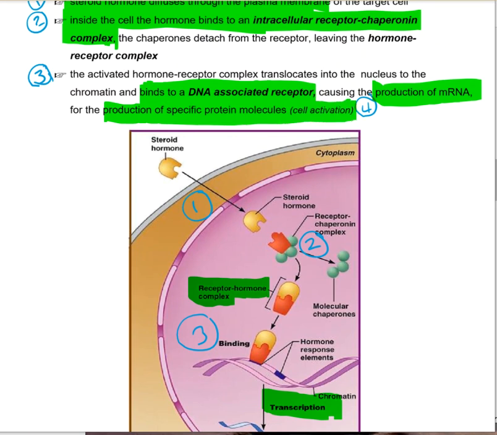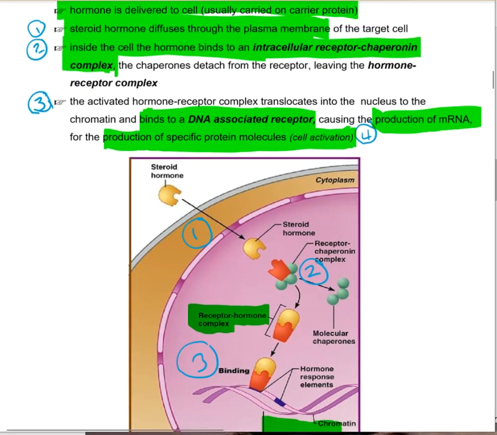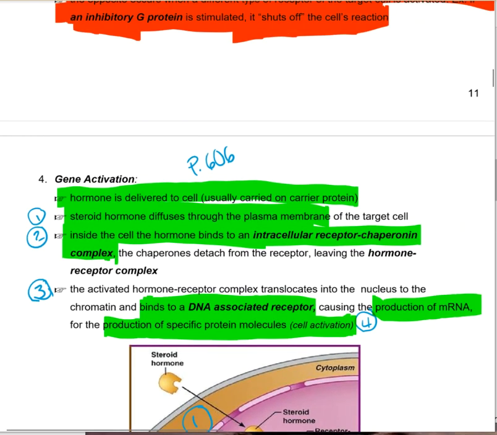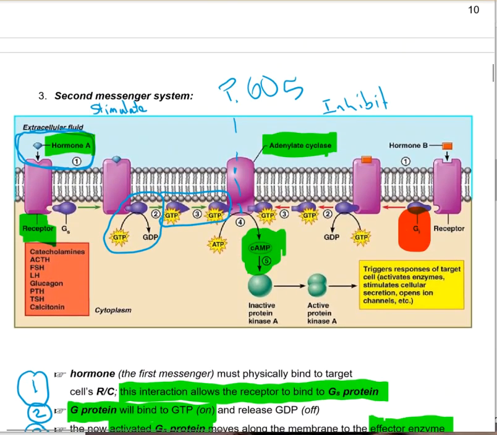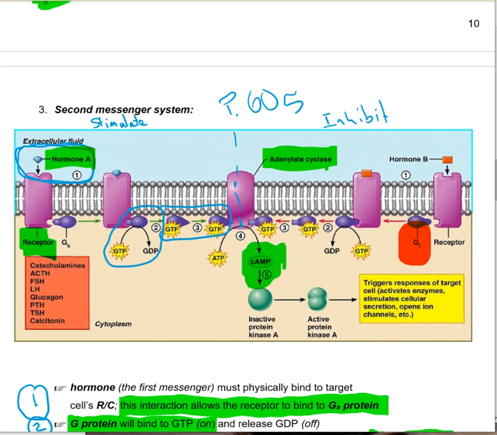So steroid molecules go this way. They go into the cell and directly activate genes to produce proteins, and then those proteins do things for the body. So one way that is good is to compare and contrast the direct gene activation with the second messenger system. So think about that for a minute.